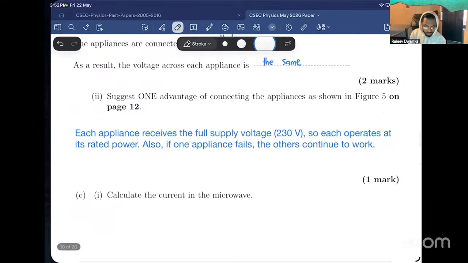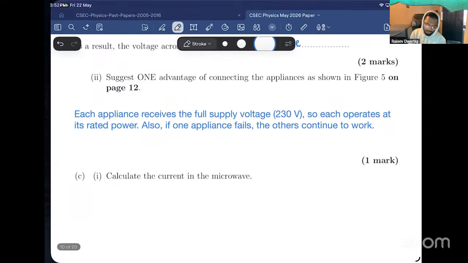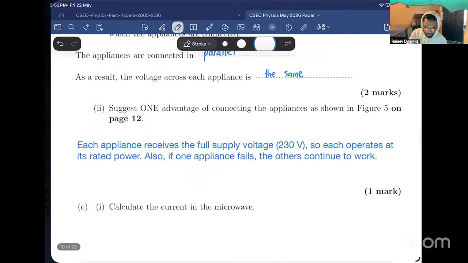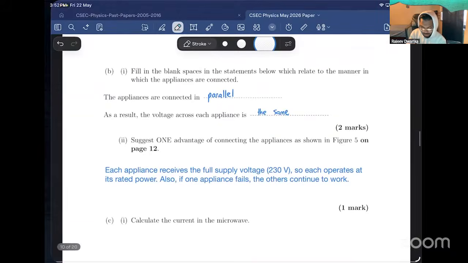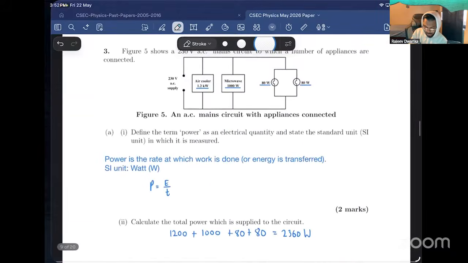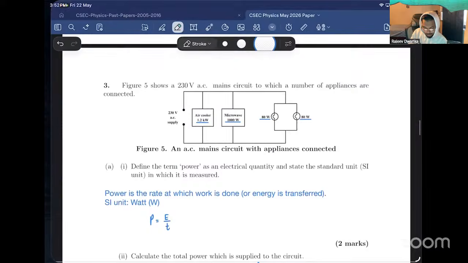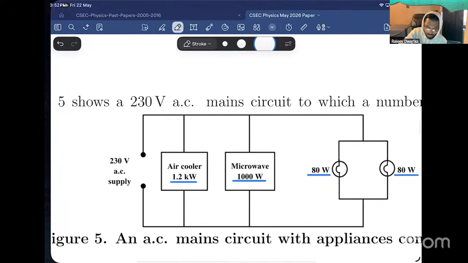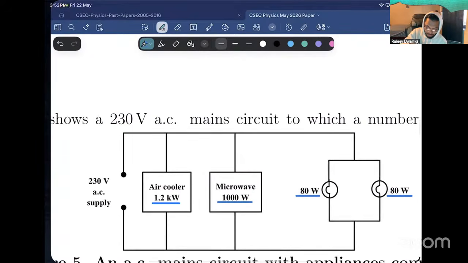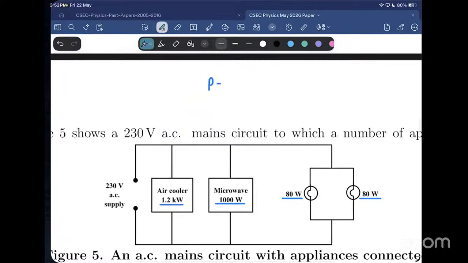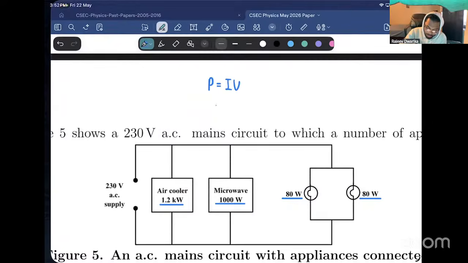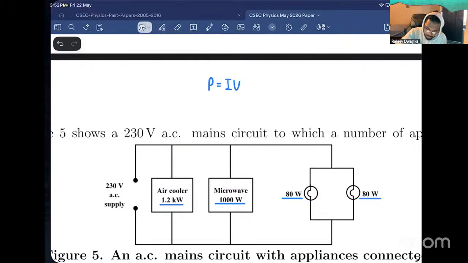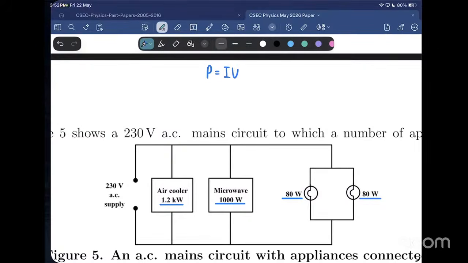All right. Calculate the current in the microwave. Okay, so we want to calculate current. What information did they give us? Well, we have the power here and we have the voltage. So could I calculate current? Yes, sir. What is the power being supplied to the microwave? 1000.